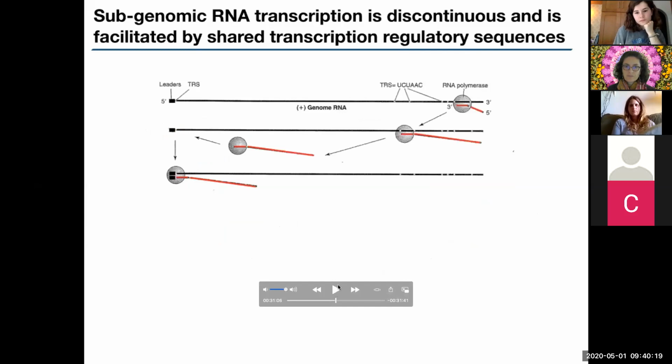Okay, so that's a little complicated, but hopefully you get it. It's not that this leader sequence is actually encoded throughout the genome. The key is that these TRSs are encoded throughout, and they can cause the newly replicated RNA to physically complement with the 5' end of the genome and lead to the replication of the leader sequence. Does that make sense?